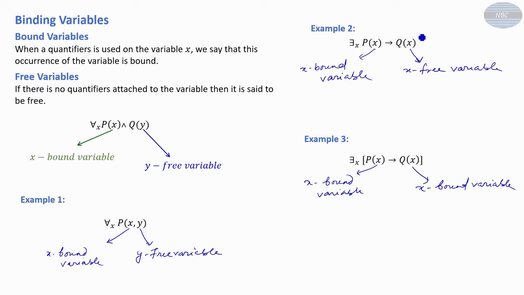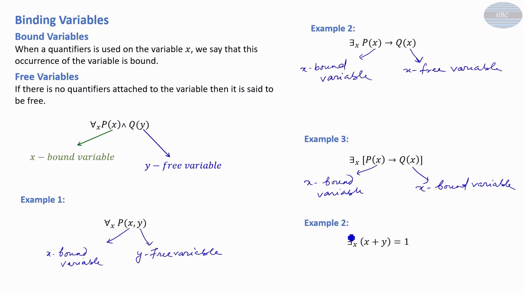So it is very clear what is the difference between example 2 and 3. In example 2 there is no square bracket, hence this x is a bound variable and this x is a free variable. Why is this x a bound variable? Because it is just written near this particular existential quantifier. Now this Q(x) is written far away from this quantifier, that is why this x is a free variable. But in example 3, we have used a square bracket, so this particular existential quantifier is attached to both the predicates. Hence this x is a bound variable in predicate P(x) as well as in Q(x).